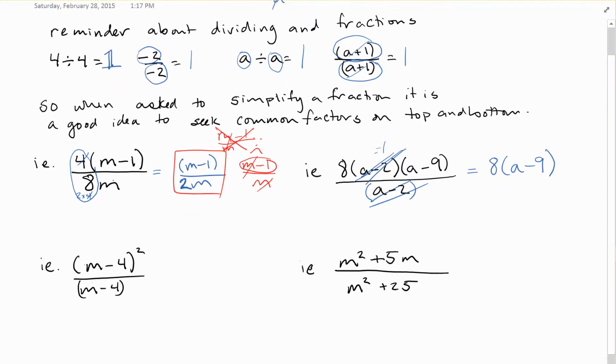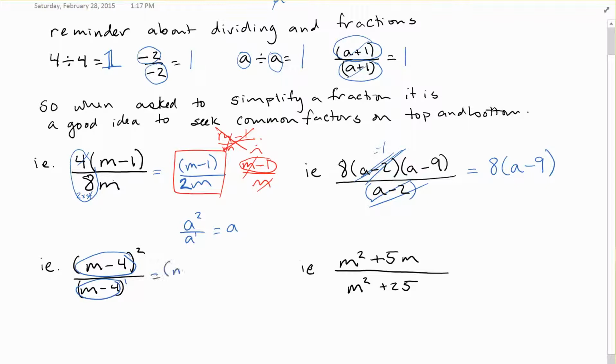Next example. Bracket m minus 4 squared over m minus 4. Well, I do see the same thing here. You could think about just your simplifying rules, knowing that a squared over a, you subtract the powers, you get a. 2 minus 1 is just 1, so a. And since this is the same thing as this, you could just go straight into that mode. I've got 2 of them on top, 1 of them on bottom. 1 will cancel, and I'll just be left with 1 on top.